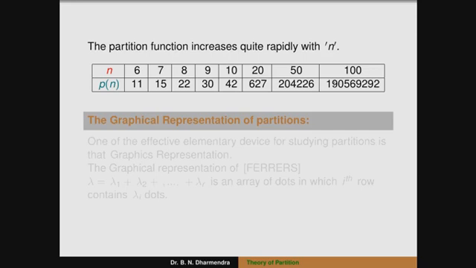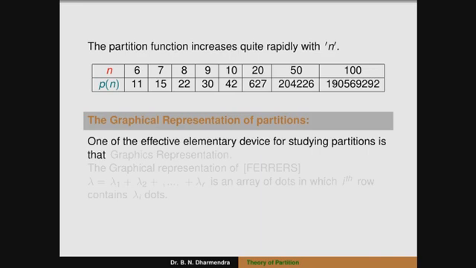The next topic is very important. It is the graphical representation of partitions. A very famous one is in terms of an array, that is, in terms of dots. Some authors like to write the remaining terms in terms of unit squares, using unit squares instead of dots. So first we take the array representation, the graphical representation of a partition.